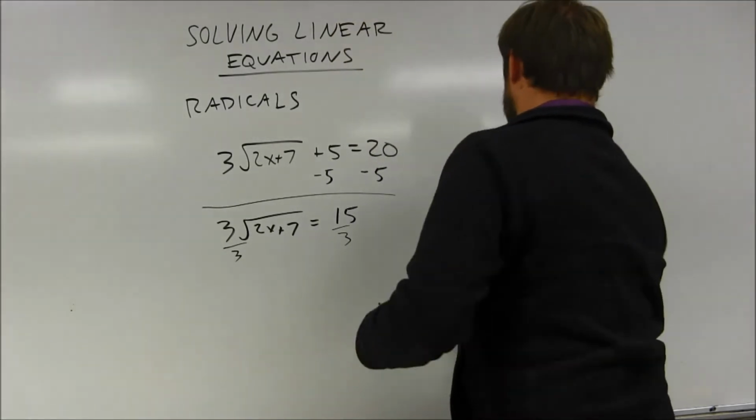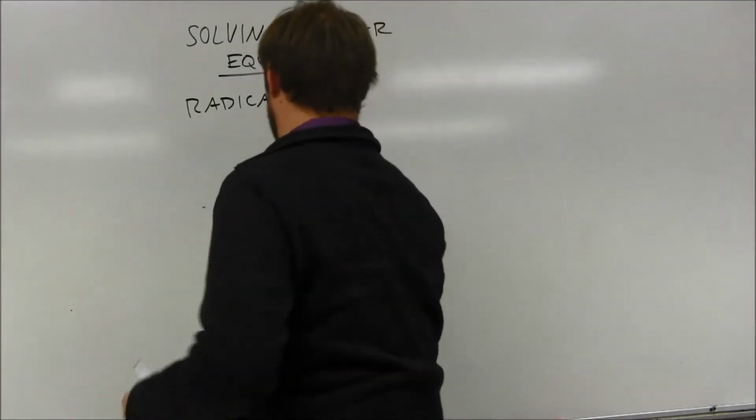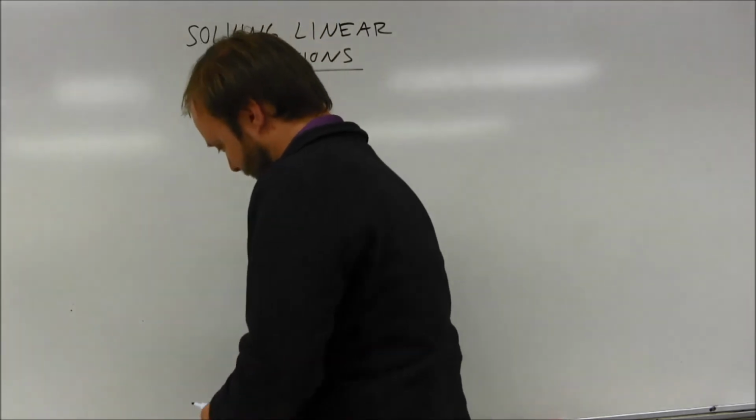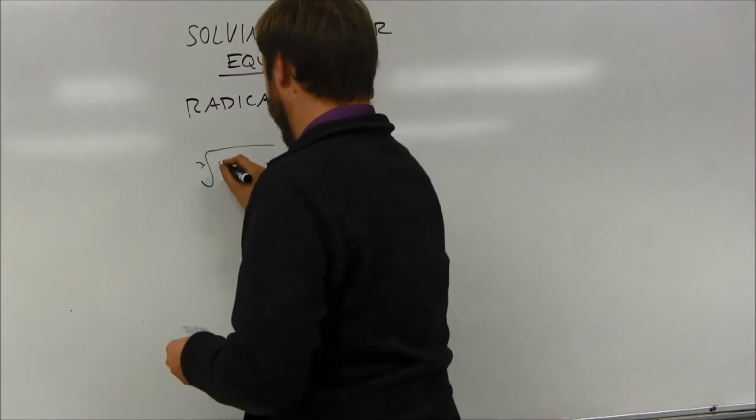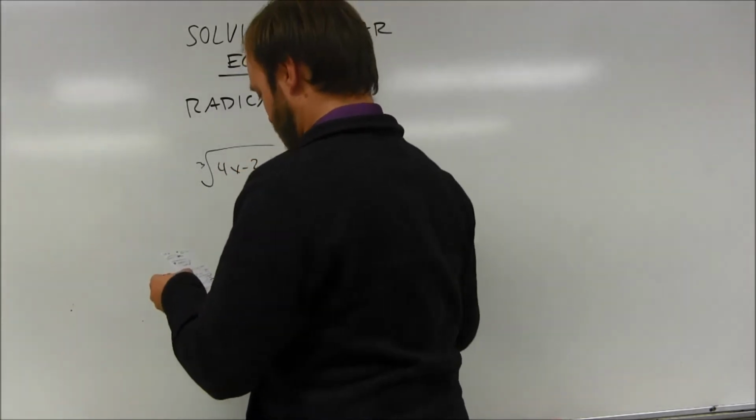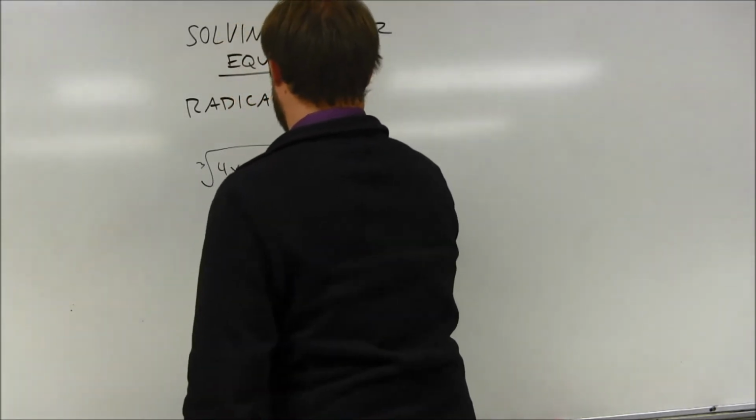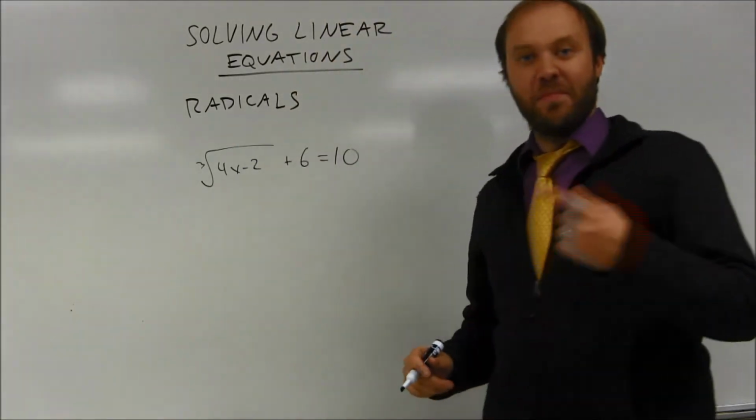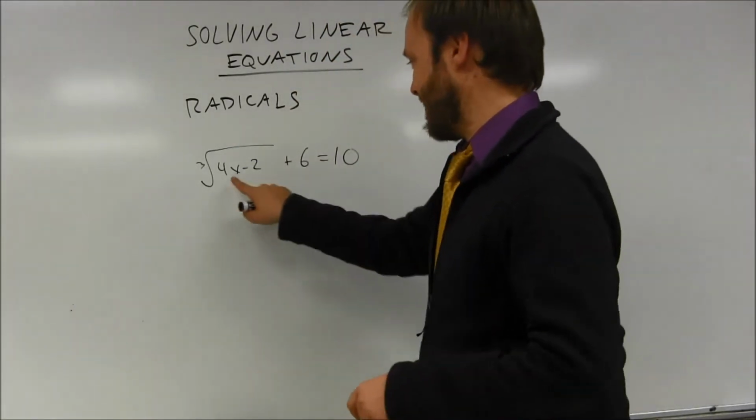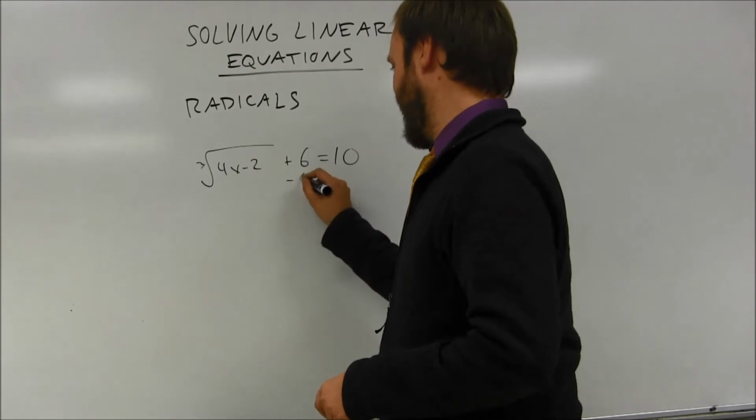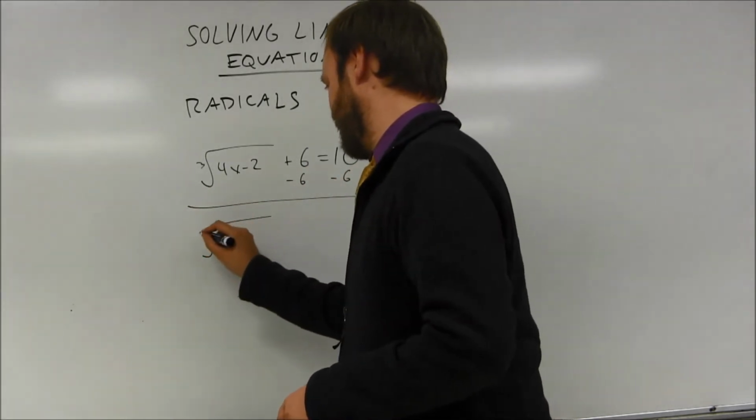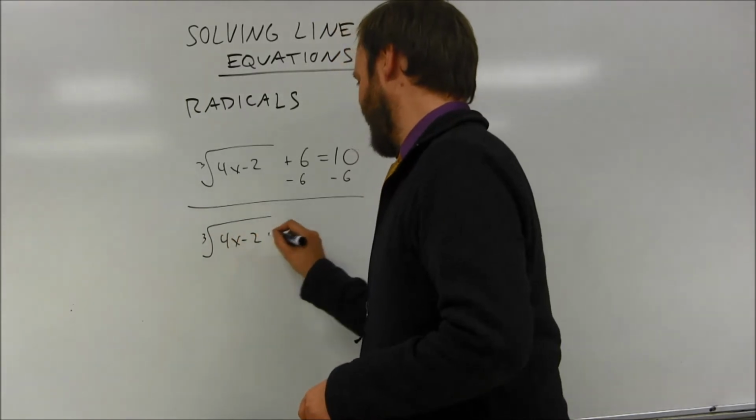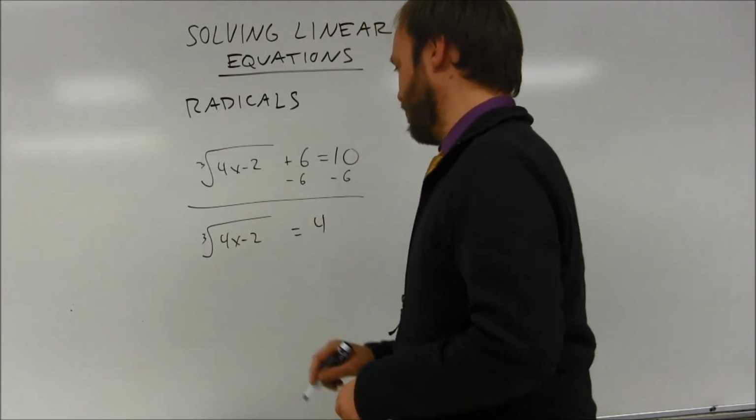Let's say that you had something with a cube root. Let's see, I've got one here. How about the cube root of 4x minus 2, plus 6, is equal to 10? Same kind of thing. Get the radical by itself. I need to isolate the cube root. I'm going to subtract 6 from both sides. I still have a cube root, still a 4x minus 2. Now it's going to equal 4.